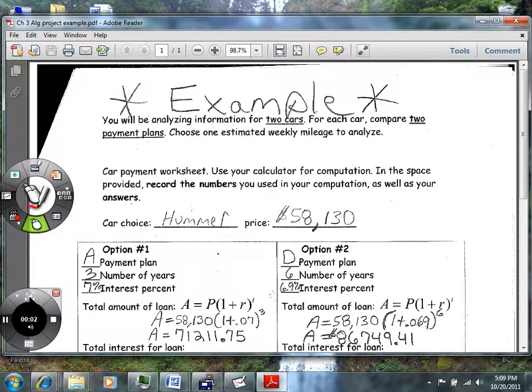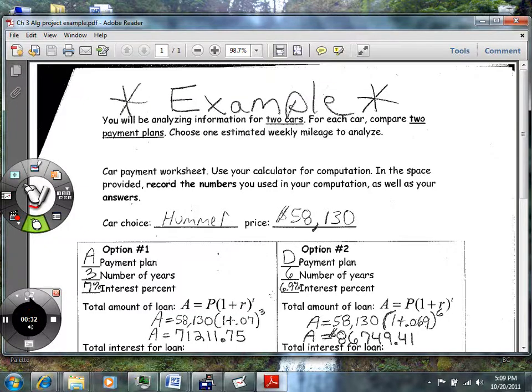Alright, so this is a little attempt to show you where to get all these, how to do all these calculations for the Chapter 3 Algebra 1-2 project. I decided to use the Hummer, so I'd prefer you not use the Hummer example, and I wouldn't want you to use the payment plans that I picked. I picked payment plan A and payment plan B, so I would have done all the work for you, at least one of your cars, so please pick something else.